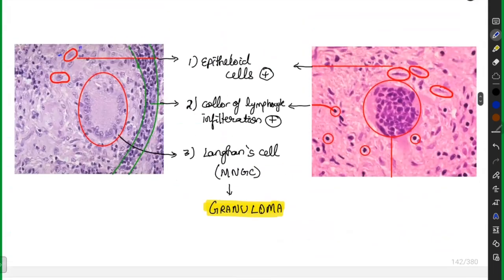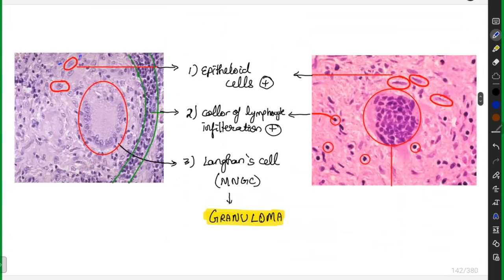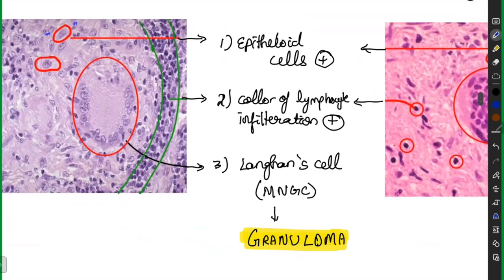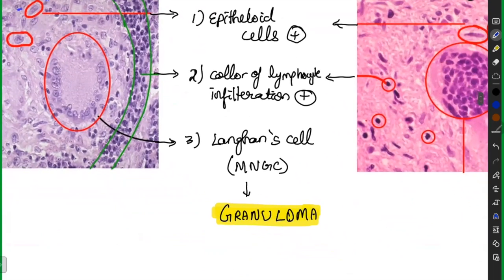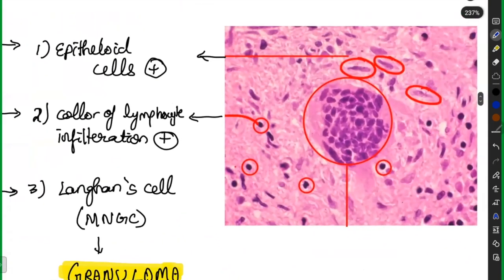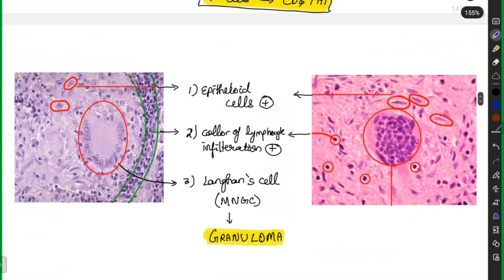Okay, so now you are going to read different types. So see here, this is going to be epithelioid cells. You are going to have a collar of lymphocytic infiltration, and then you are going to have your Langerhans cell. This is going to be a Langerhans cell. Can you see here? So if a horseshoe pattern is present, it is a Langerhans giant cell. But this one, look, is randomly arranged. So it's a foreign body type of giant cell.